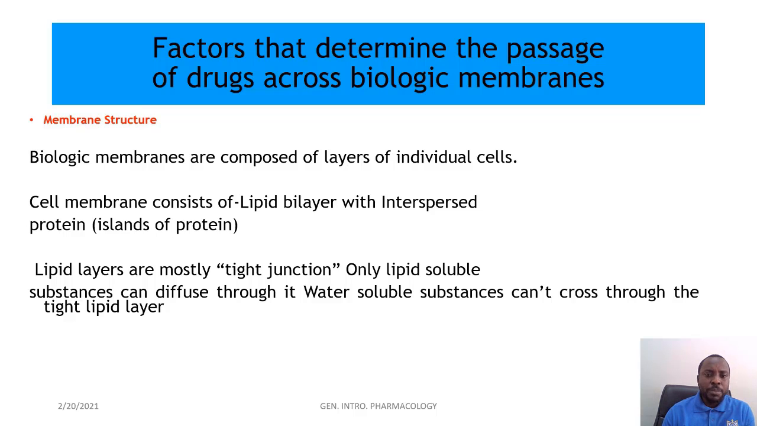So the cell membrane consists of a lipid bilayer with interspersed protein. Within this lipid bilayer, we have proteins embedded in them. The lipid bilayers are mostly tight junctions. So because of this, only lipid soluble substances can diffuse. This means that substances that are lipid soluble can readily diffuse across the cell membrane. Water soluble substances can't pass through the tight layer. So only lipid soluble substances can readily pass through the cell membrane.